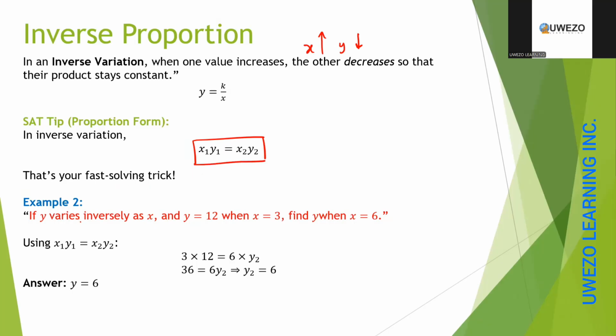And here we have another example. If y varies inversely as x, and we have a pair of values, y equals 12 and x is 3, and now to find y when x is 6, we apply the formula x1 y1 equals x2 y2. So 3 times 12 must be the same as 6 times y2. Now we can simplify and get the answer for y2 as 6. So please use the direct and inverse proportion formulas whenever you come across a proportion question in the ACT.